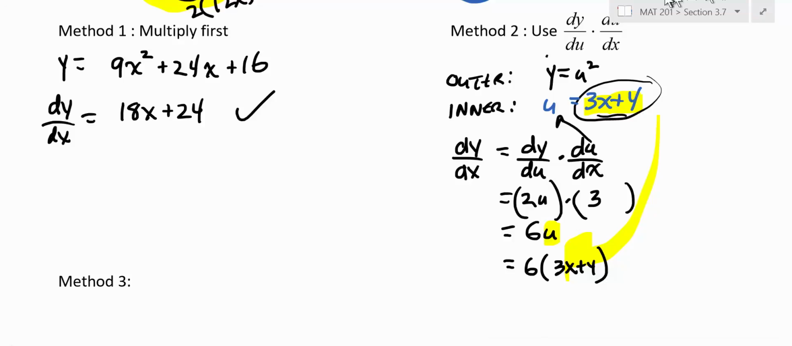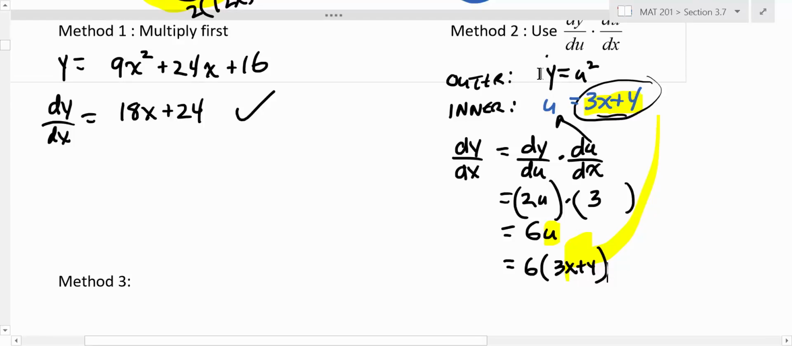So you've got to look at the outer function and the inner function. Then you really just do the two derivatives and multiply them together. You do the derivative of u squared, you do the derivative of 3x plus 4, multiply, and then plug it back in for u. Did you guys follow that or not? Oh, I see. Wow. Okay.